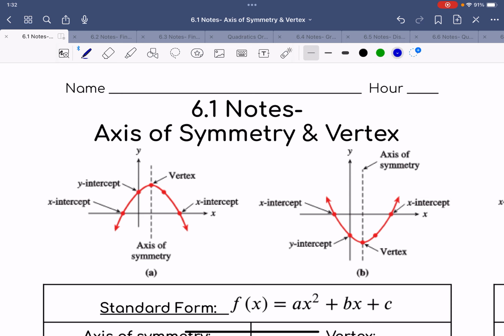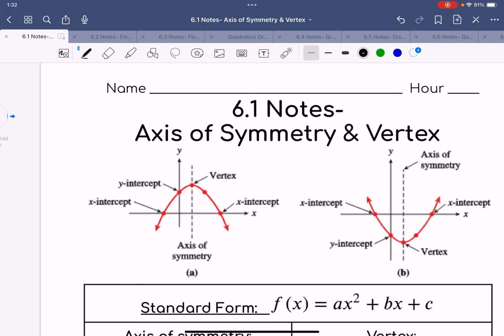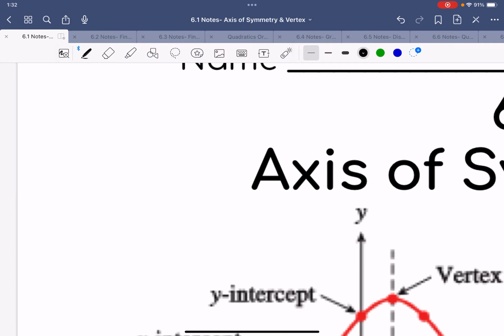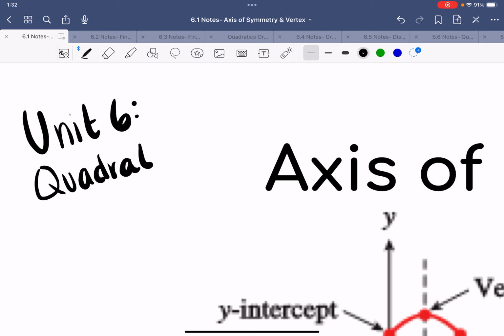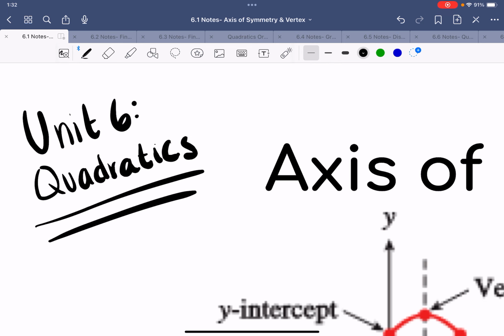If you guys haven't already made pockets in your notebook, you can pause. I'm going to use this little section over here, make a pocket. This is Unit 6. Name of this unit is quadratics. So if you haven't paused and made pockets in your notebook, you can do that now, or you can do it later after we're done with notes. Up to you all as a class.